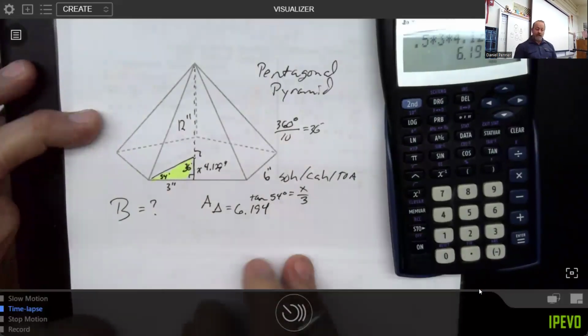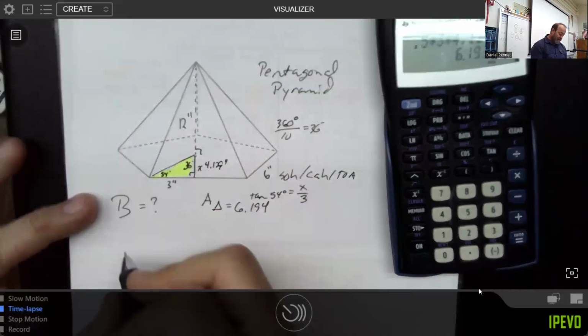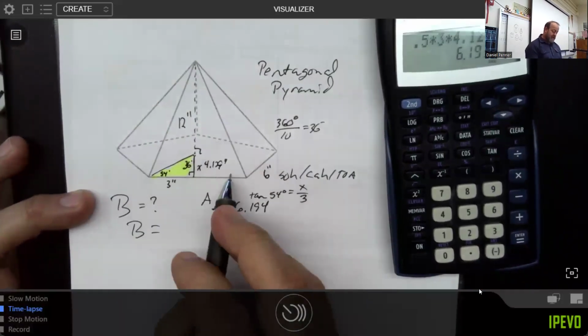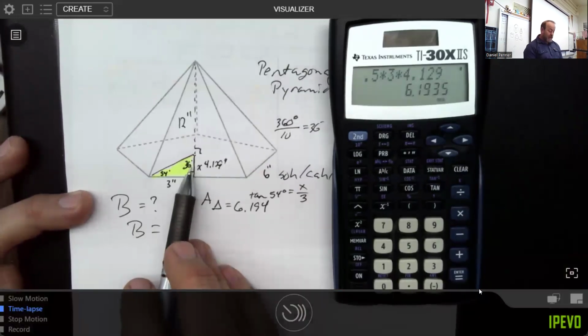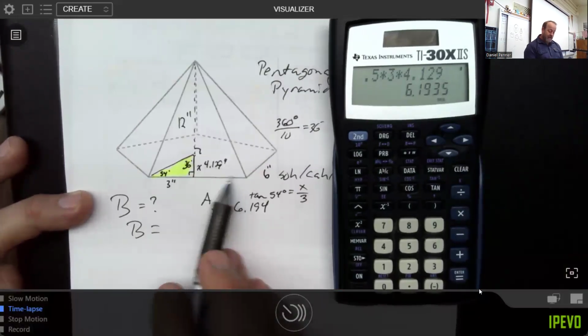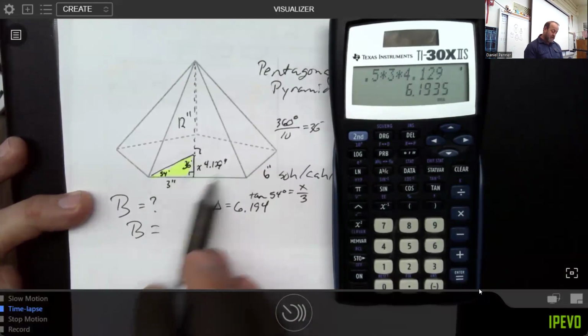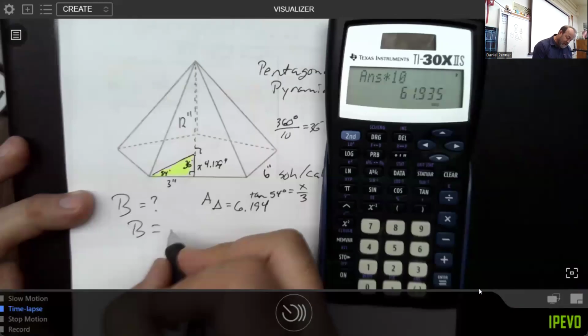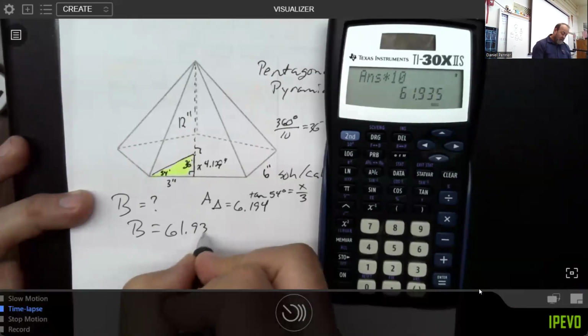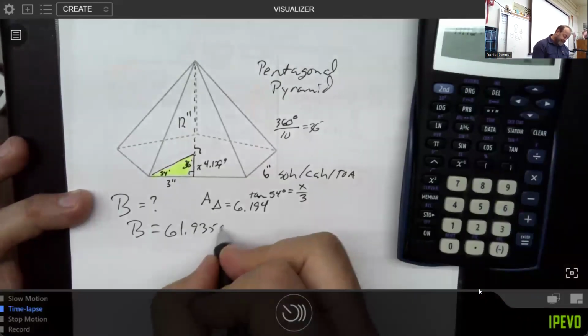But the cool thing is that means I could find the area of the base, the full pentagon, by simply taking that triangle and multiplying it by 10, because it would take 2 triangles to make up the whole thing and then 5 of those to make up the entire base. And so the base is 61.935. Well, that's the first part.